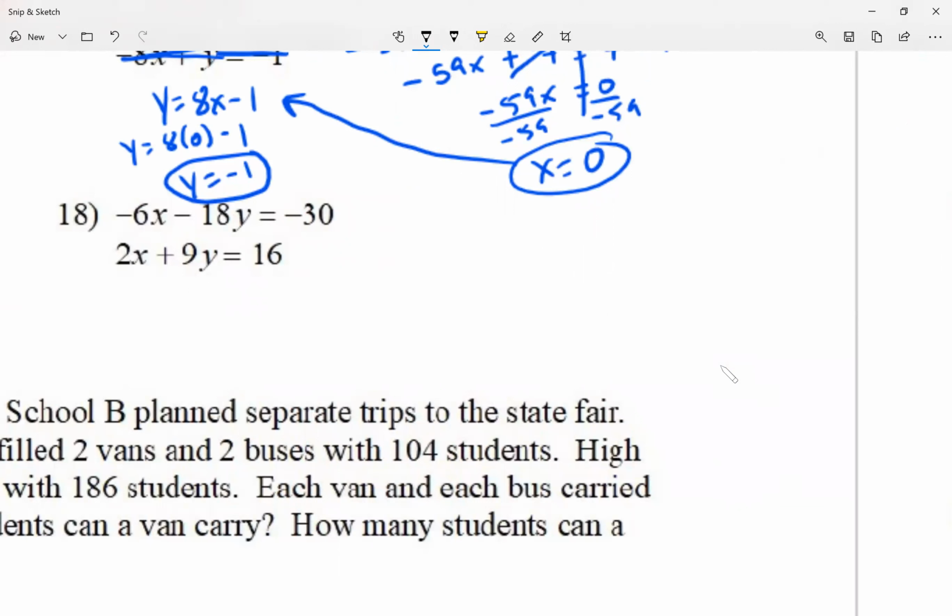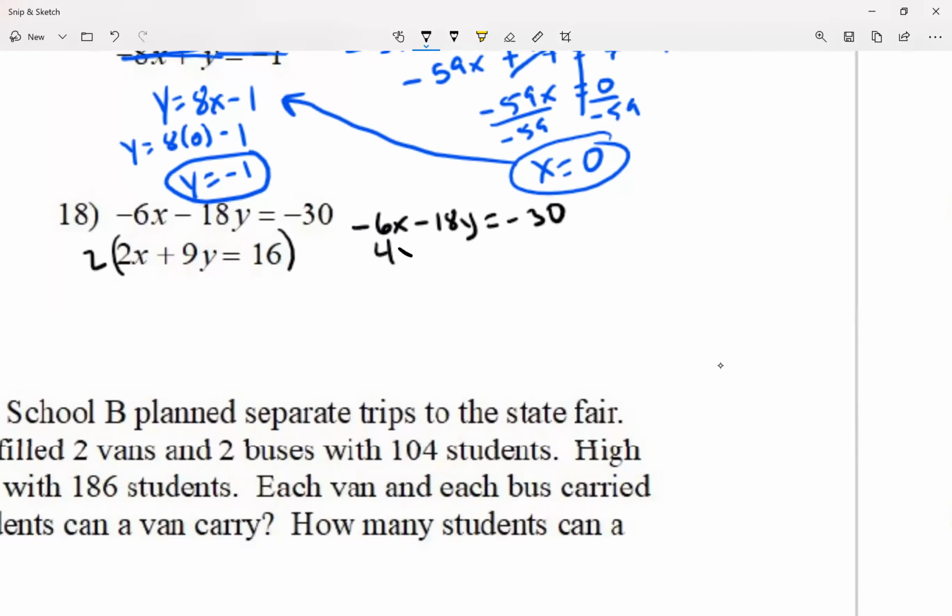I'm going to cancel the y's. I could cancel the x's if I multiply the bottom by 3, right? The x's are going to cancel. I could cancel the y's if I multiply the second one by 2. I want to cancel the y's. I'm going to multiply this by 2. So I have negative 6x minus 18y is equal to negative 30. The second one, I have 4x plus 18y is equal to 32.